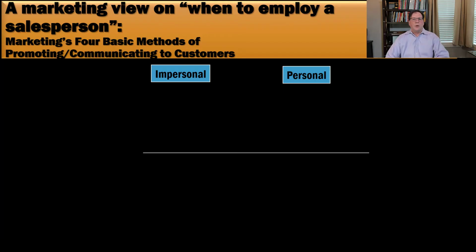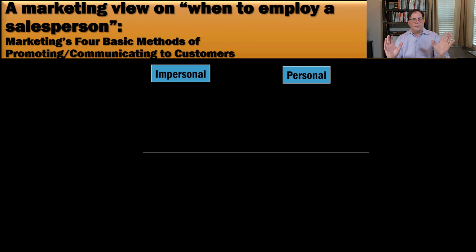When do we think about employing a salesperson? A lot of marketers will think about this matrix, which is basically what's called the communications matrix or the promotion mix. The promotion mix is a common way for marketers to think about it. In the promotion mix, there are basically four types of ways you can communicate to your market. And we're going to talk about those ways.